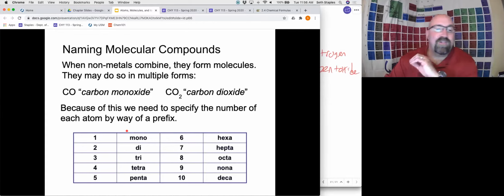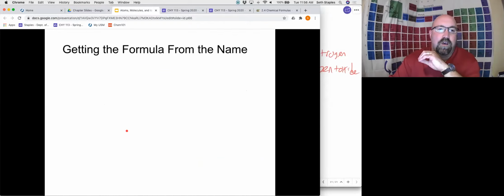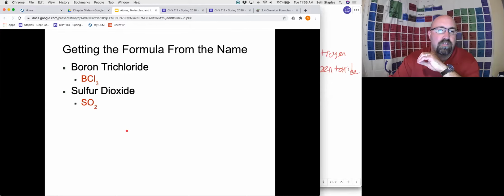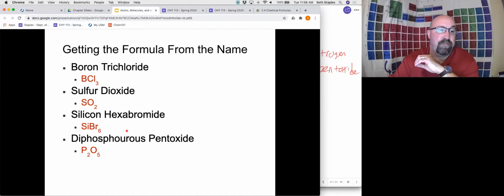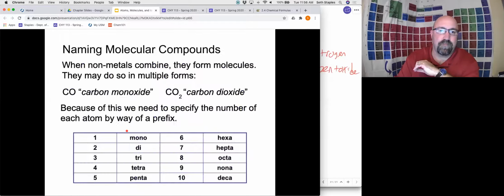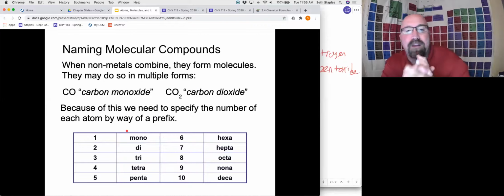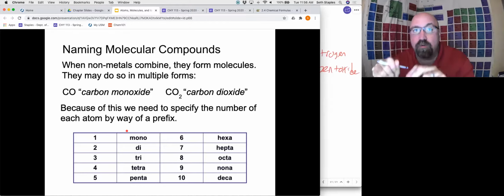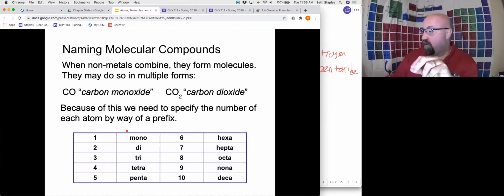And so you will always have to do this when we're talking about a compound with two nonmetals. I'm just going forward with some examples here that you can also work through. Anytime that it is two nonmetals coming together, you always have to use these prefixes. Do not use these prefixes if it's ionic.